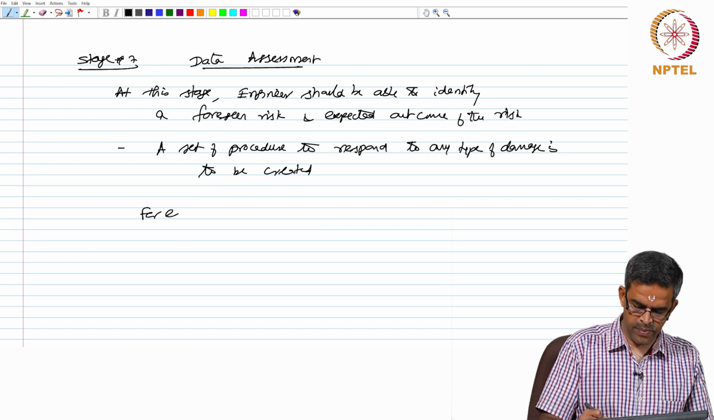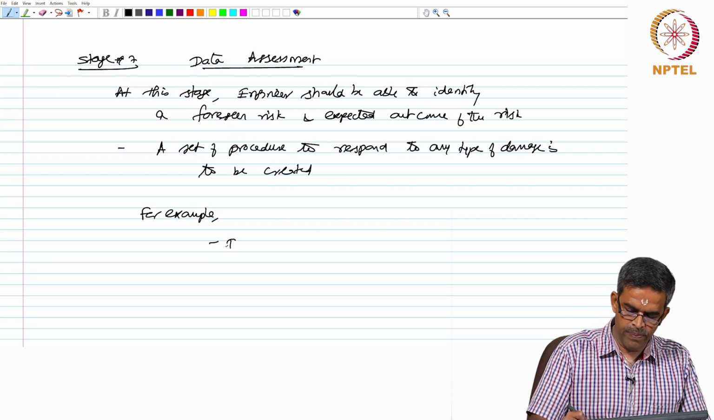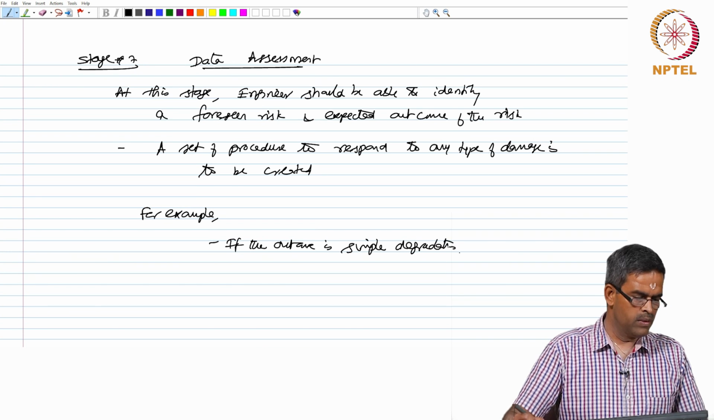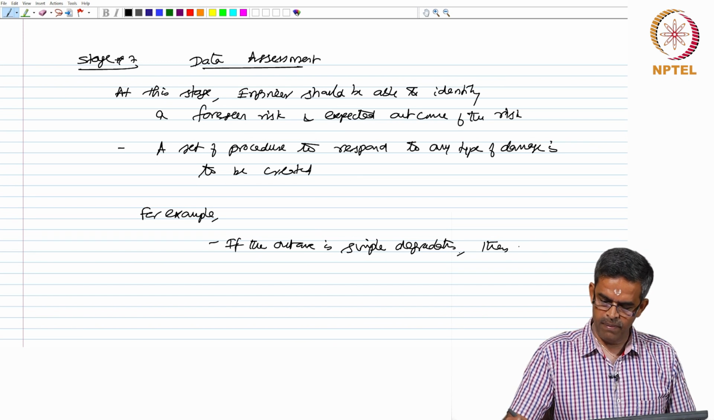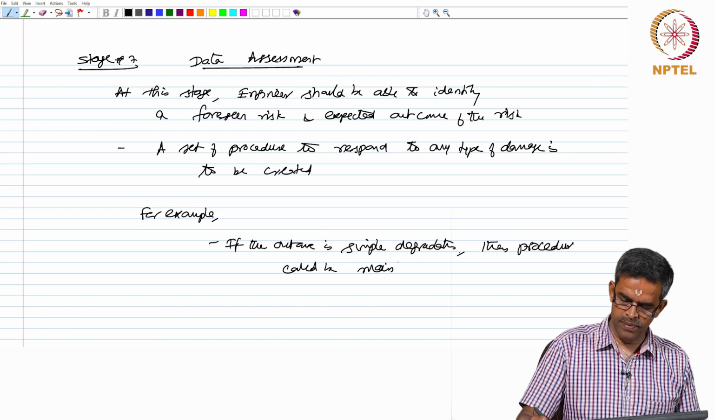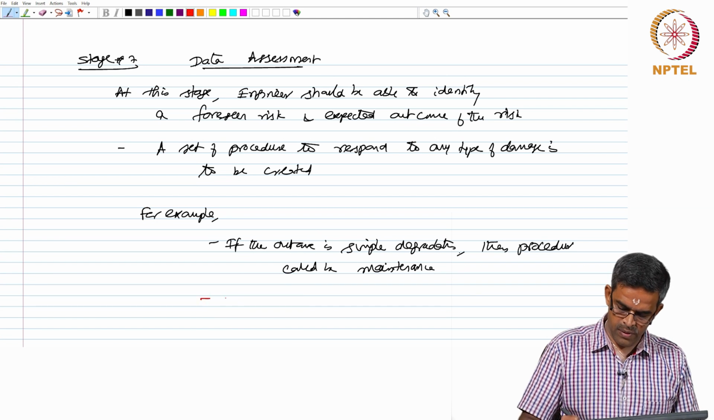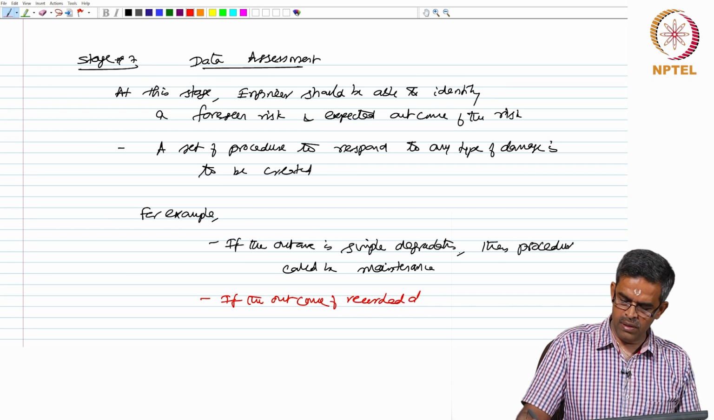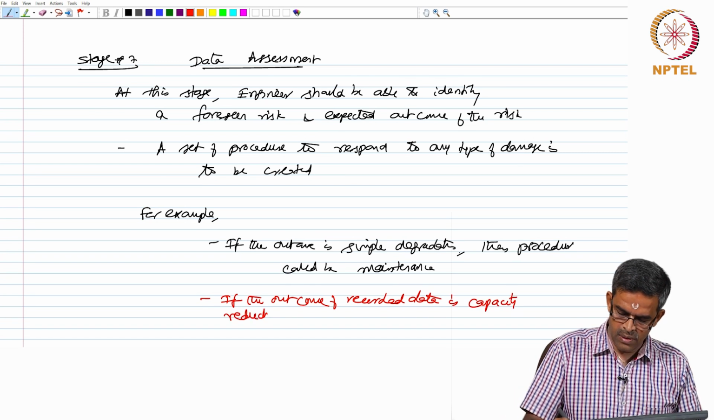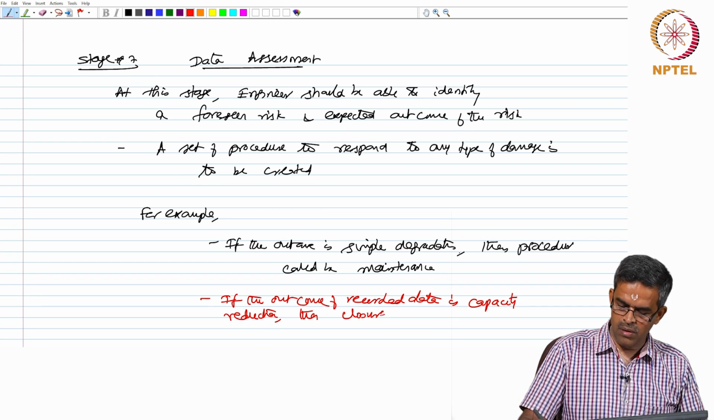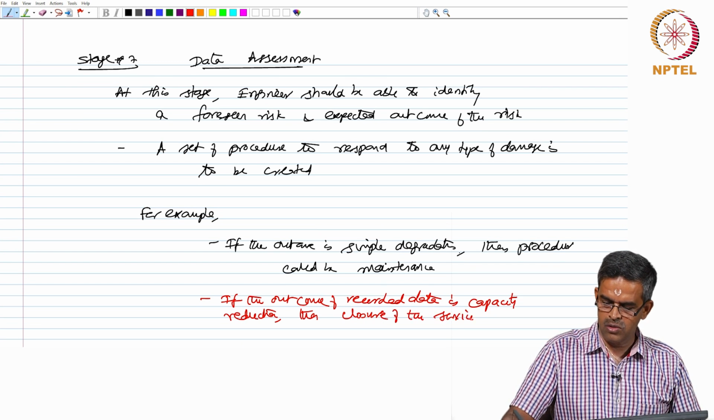For example, if the outcome is a simple degradation, then the procedure could be maintenance. If the outcome of recorded data is capacity reduction, then closure of the services of the system should be recommended.